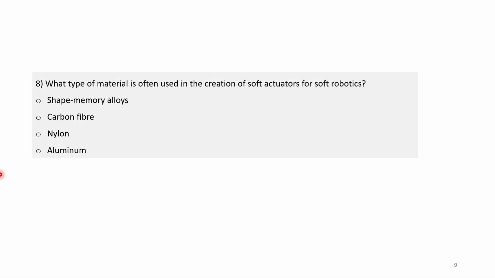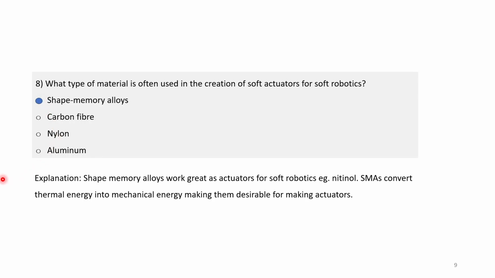Next is, what type of material is often used in creation of soft actuators for soft robotics? Options are shape memory alloys, carbon fiber, nylon, or aluminum. So the answer will be shape memory alloys. Shape memory alloys work great as actuators for soft robotics. An example is nitinol. And these shape memory alloys convert thermal energy into mechanical energy, making them desirable for making actuators.